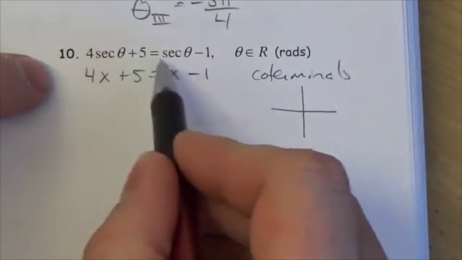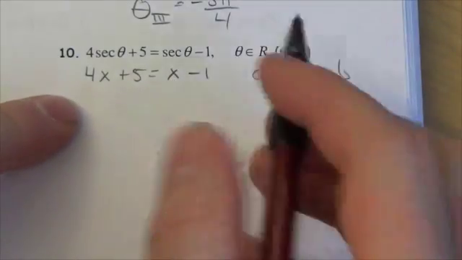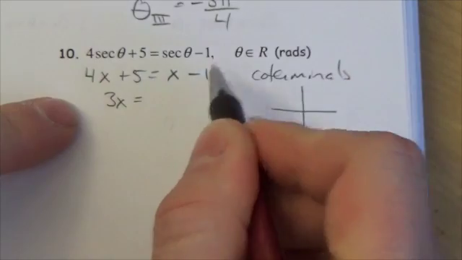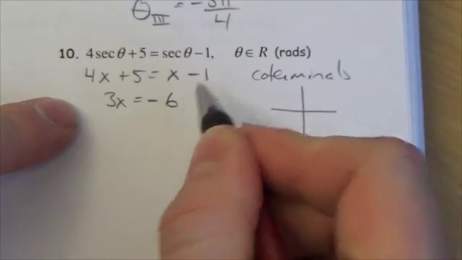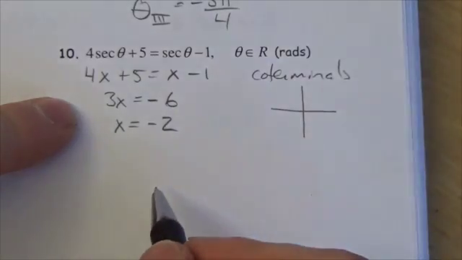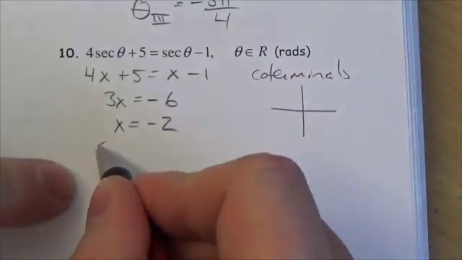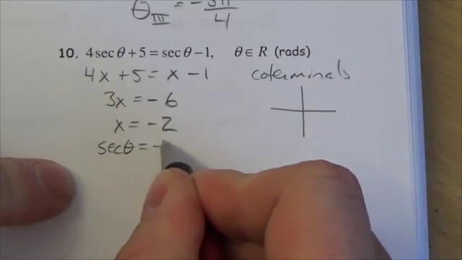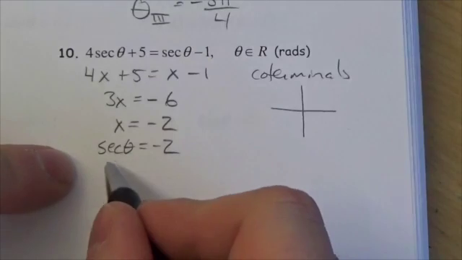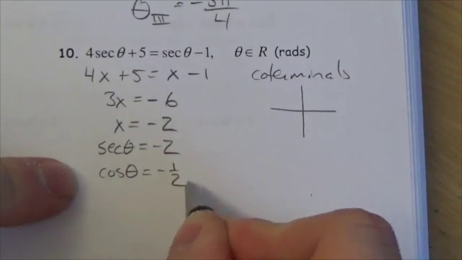When I replace secant theta with an x, I can see the algebra quite clearly. I'm going to now solve for x, so I'll subtract x from both sides, 3x, I'll subtract 5 from both sides, equals 6. Divide, and I'll get x is equal to -2. Now, at this point I've solved the algebra. Now I'm going to plug my secant back in, my trigonometry back in. I don't really want to work with secant, so I'm going to reciprocate both sides, and I will get that the cosine of theta is equal to -1/2.